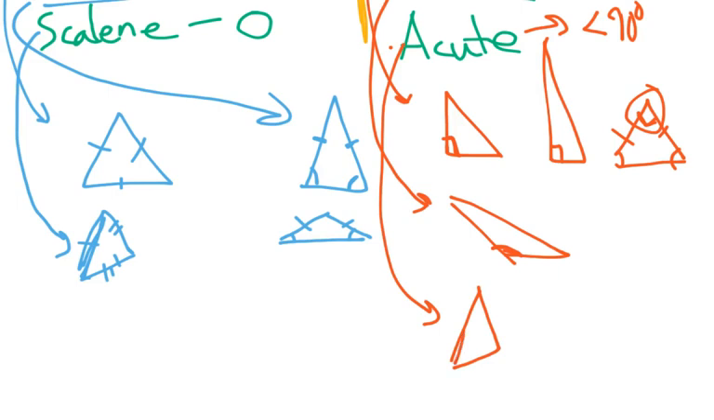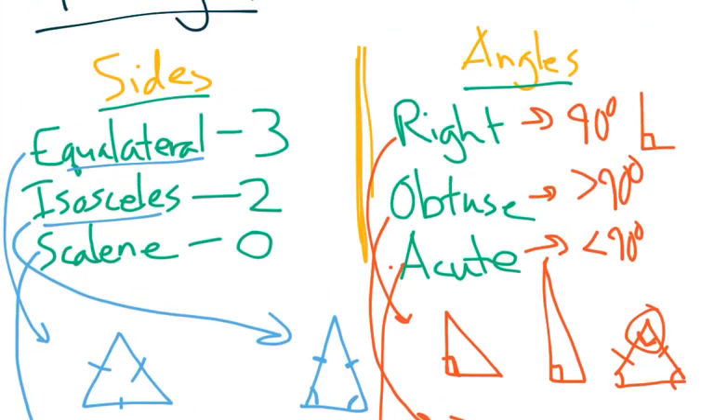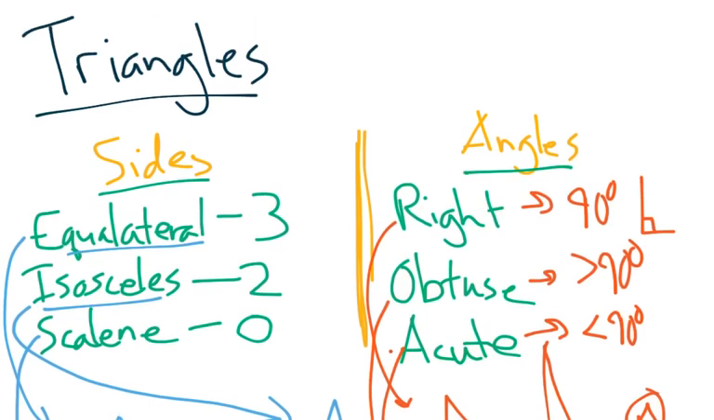And again, some of these overlap. Just because it's acute doesn't mean it can't be an equilateral or isosceles. So in an equilateral triangle, they're all 60 degrees. We'll talk about that later. It's also acute. Isosceles, same thing. As long as all the angles are acute or smaller than 90, the whole triangle is an acute triangle. So there is some terminology we have for triangles.